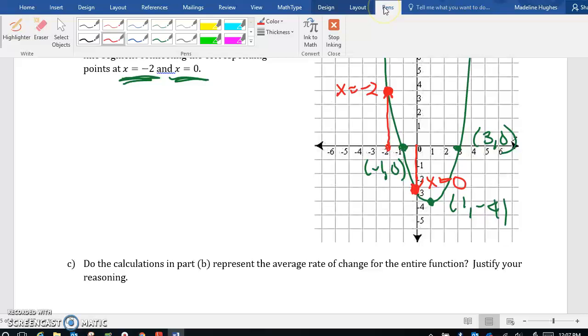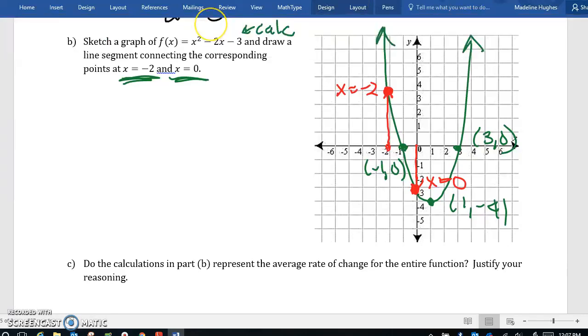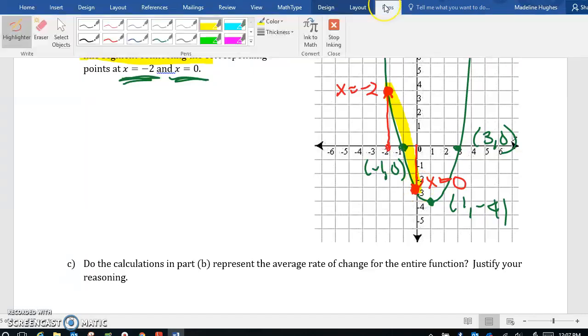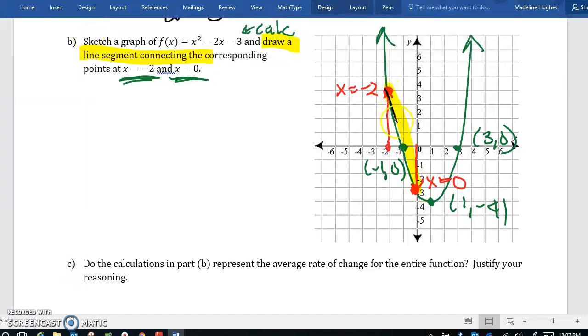And what this is telling us to do is to draw a line segment connecting those points, so from -2 to 0. Okay, so that's the highlighted part. I will draw in black as well. So -2 to 0, that black part, that's the line. So that's what we have to do for B.